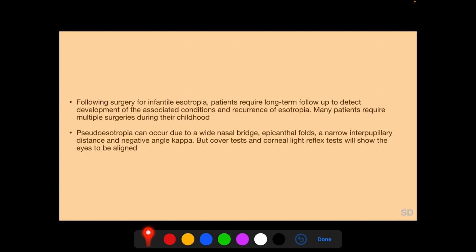Pseudoesotropia can occur due to a wide nasal bridge, epicanthal folds, a narrow interpupillary distance, and a negative angle kappa. But cover tests and corneal light reflex tests will show the eyes to be aligned in patients with pseudoesotropia, except corneal light reflex tests in patients with negative angle kappa.